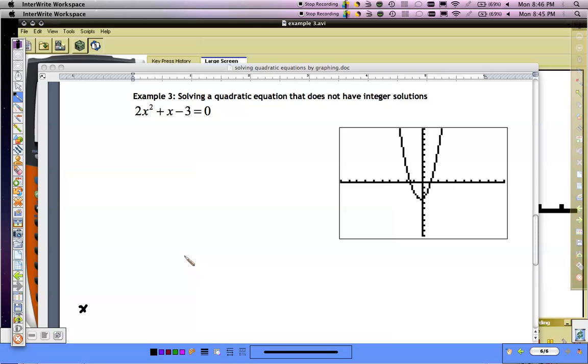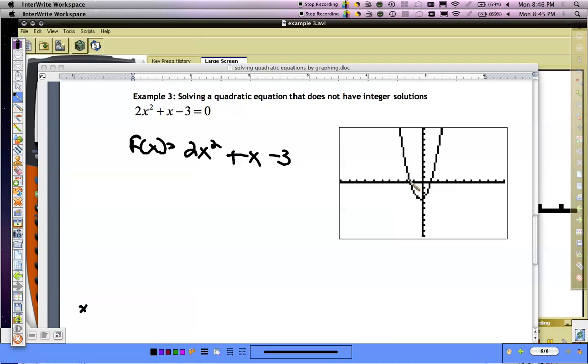Okay, so this third example of solving a quadratic by graphing would probably be pretty easy to solve by factoring, but to solve by graphing, I wanted to show you a way you can use your calculator. So again, we want to graph the function f of x equals 2x squared plus x minus 3, and we want to see when the output, which looks like a curve, gets down to 0.